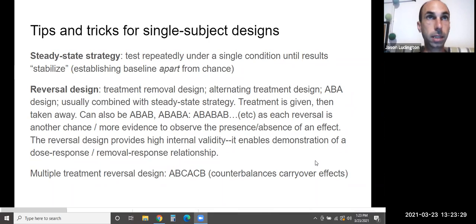So if there was some special effect of B on C, it would only be in half of the cases, half of the measurements of condition C. So that order effect is spread out. It's not entirely confounded with our measurement of any particular condition.